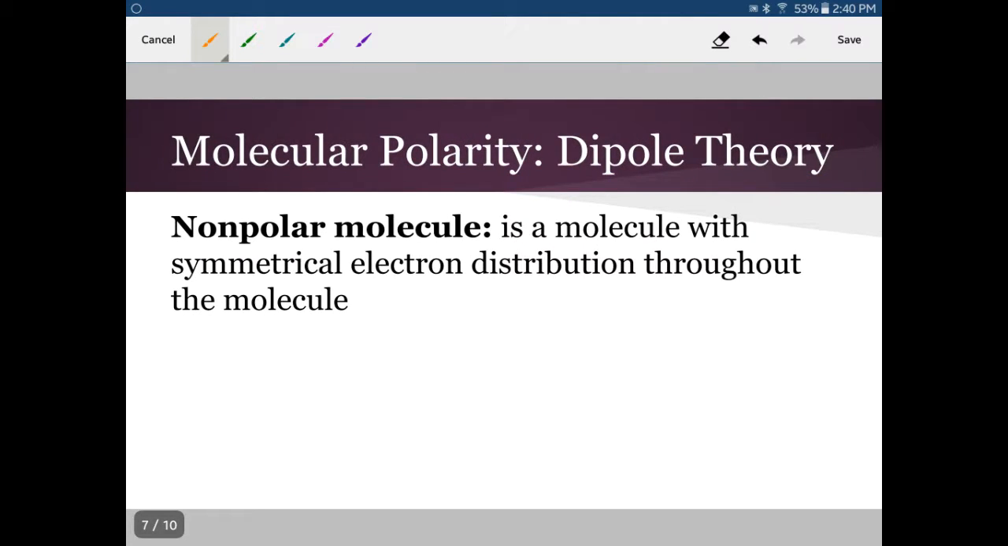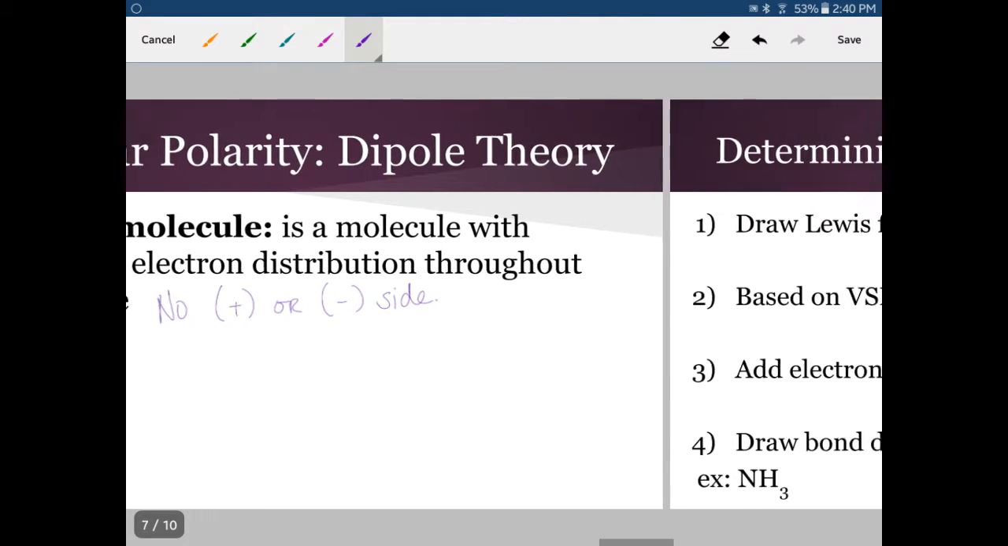Okay, a nonpolar molecule is a molecule with symmetrical electron distribution throughout the entire molecule. So again, there's no, I'll jot that down, no positive or negative side of our molecule. So that's an important thing to note. We don't have a positive or negative side relative to that molecule.